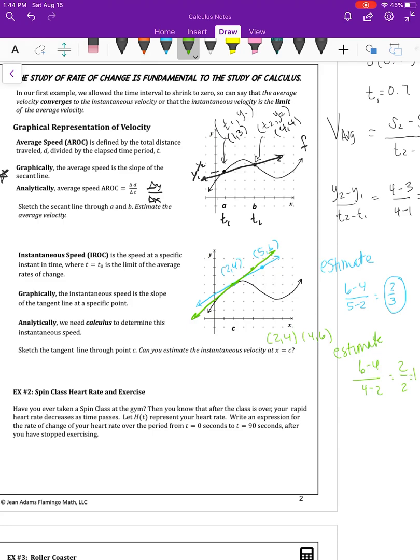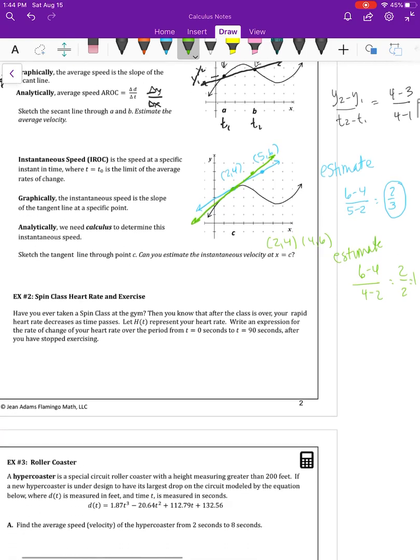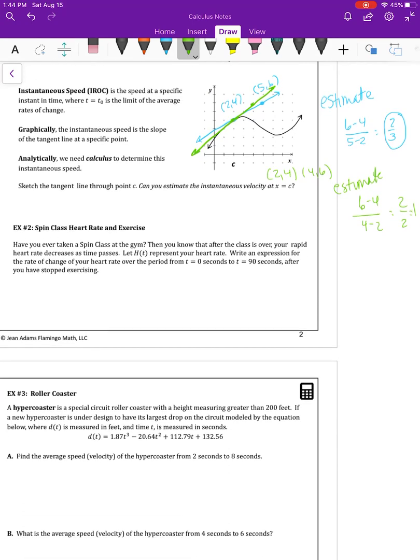So don't get too worried whether it's exactly the same as mine or not, okay? Because it's an estimate. And for this particular one, we didn't give you a function. All we did was say draw the tangent and give us an estimate. And so to do that, you have to just pick a point, okay? So be okay with that because it's an estimate.